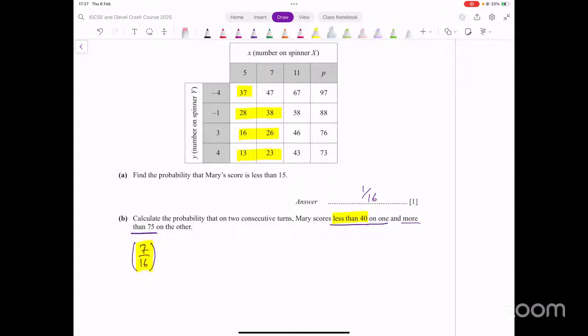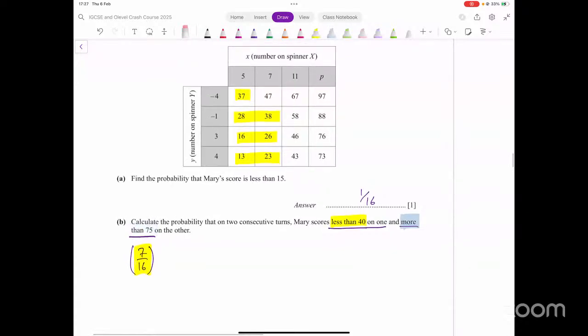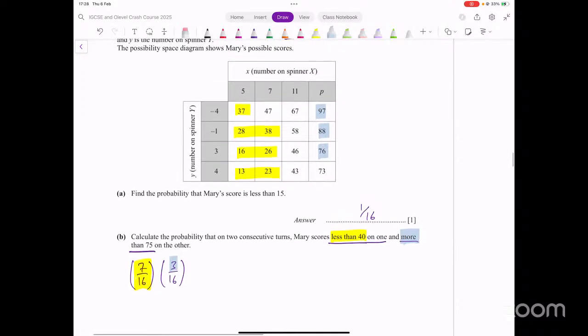And then more than 75, which case is that going to be? More than 75, this number, this number, this number, and that's it. We've got 3 numbers satisfying that condition. So that is going to be 3 out of 16. Okay. 7 out of 16 and 3 out of 16. So there's an and between them, right? When we have and, we multiply probability. So it's going to be 7 over 16 times 3 over 16.